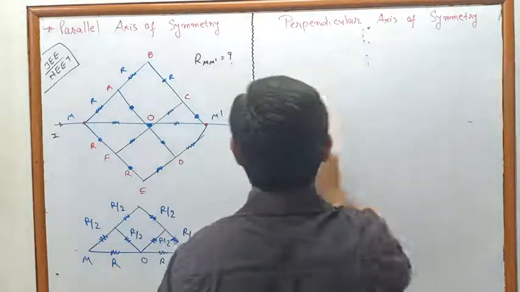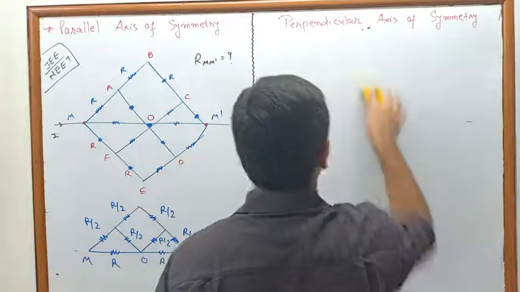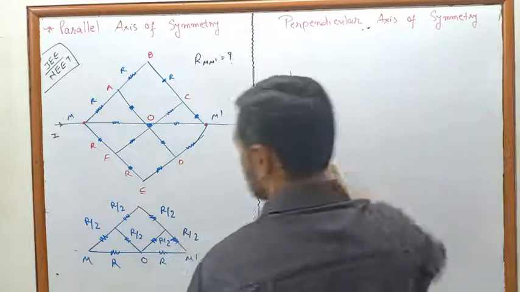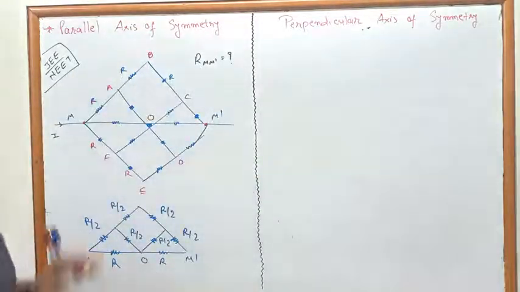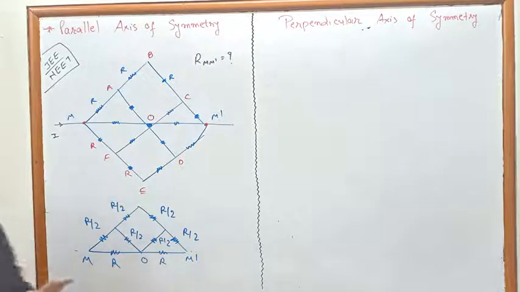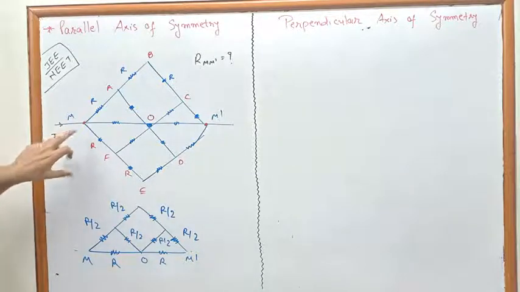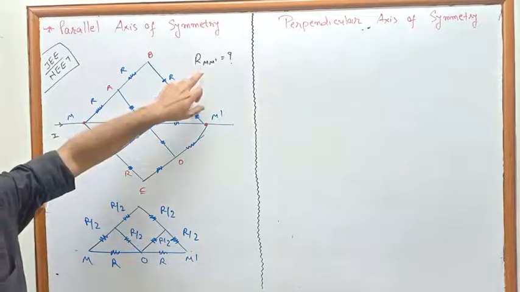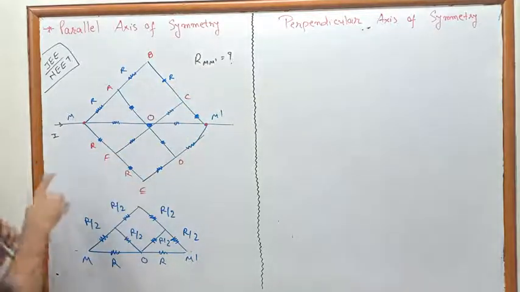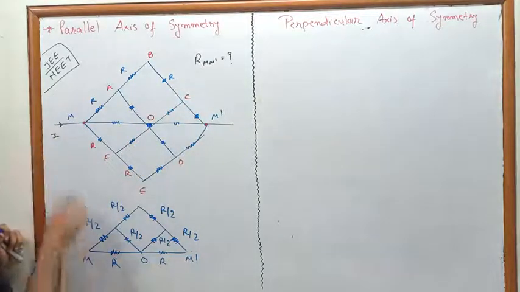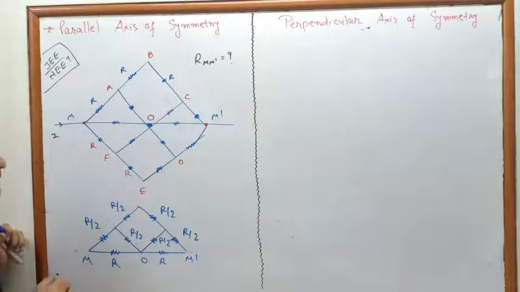Now consider this situation. Suppose you are given this circuit and you have to find the equivalent resistance R MM dash. Over here you have applied parallel axis symmetry and you have folded the network. So this is M, M dash, O, R, R, and the remaining resistors are having value R by 2.